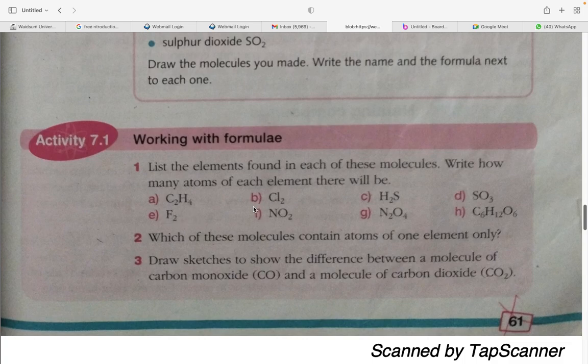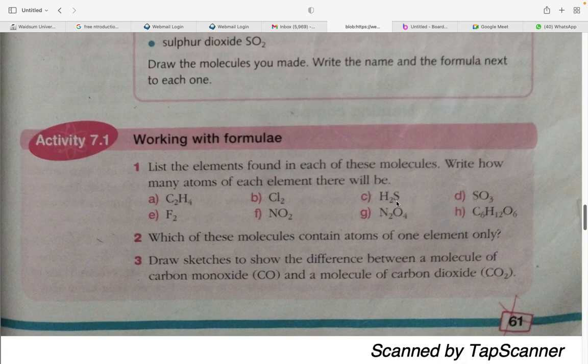Because they are made up of atoms of only one type of element, atoms of the same element. Now this one is made up of atoms of different elements. Anyone that is made up of atoms of different elements is called what? Compound. This is a compound. Hydrogen sulfide.